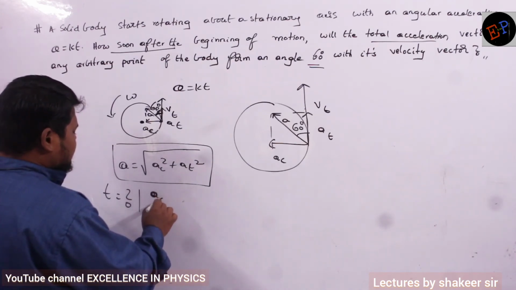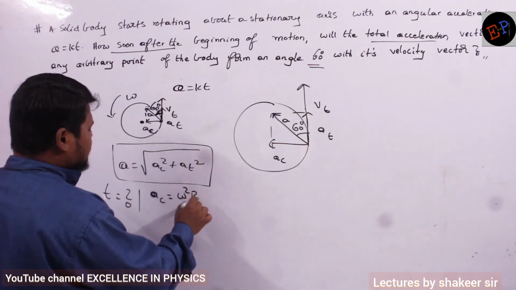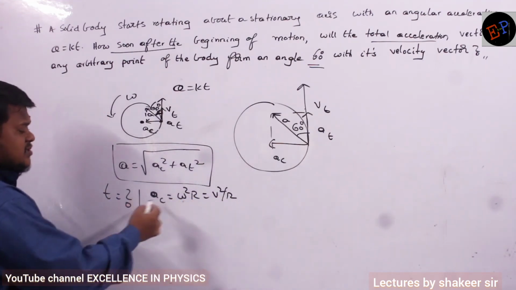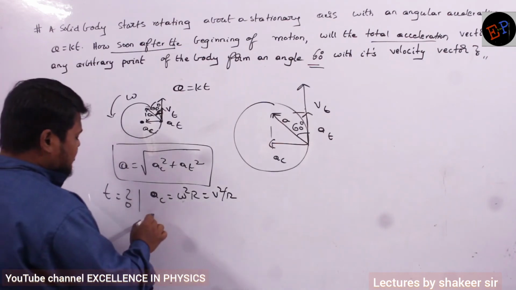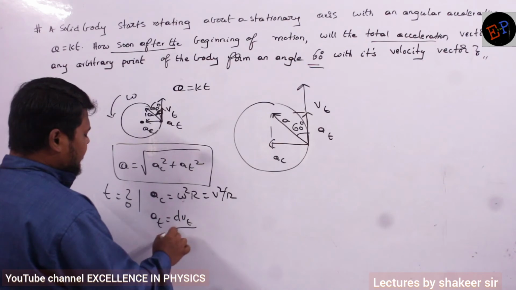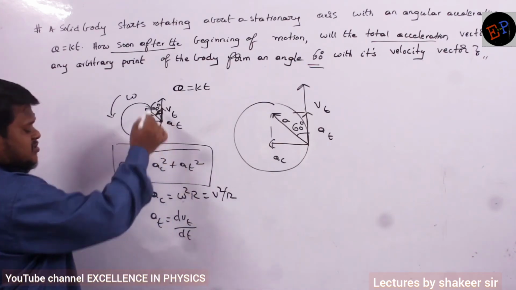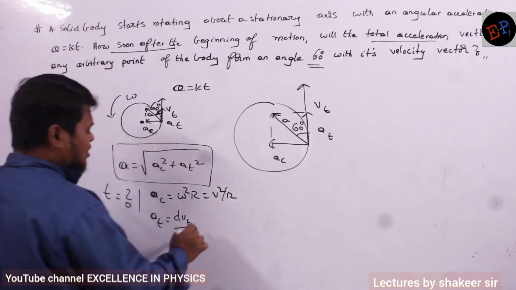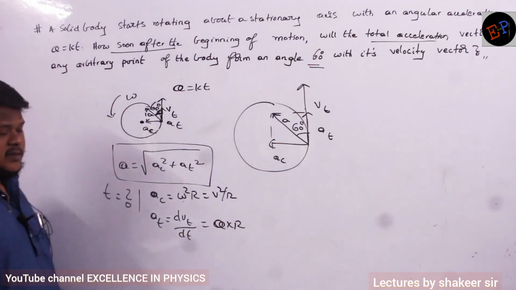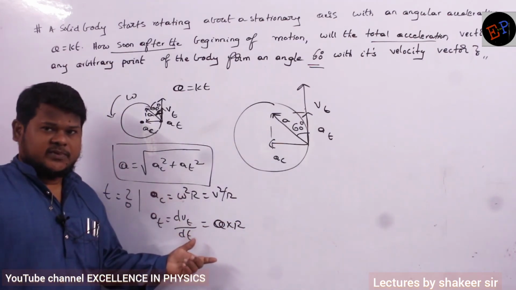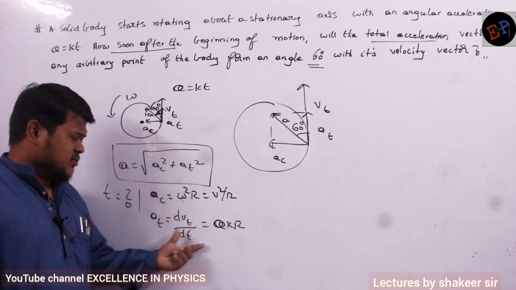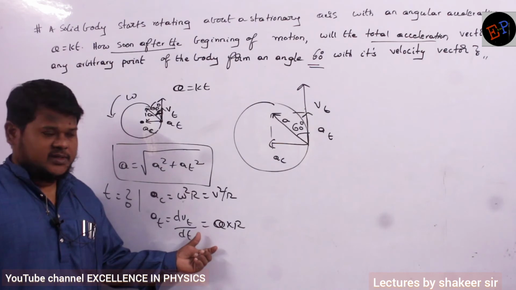So what is the equation of centripetal acceleration? Centripetal acceleration is omega square into r, or you can write v square divided by r. These are the two equations of centripetal acceleration. Tangential acceleration, we can write dvt divided by dt, how tangential speed is changing with respect to time, or also you can write alpha into r. These are the two equations. You should learn them by heart, very carefully. Are you able to understand?